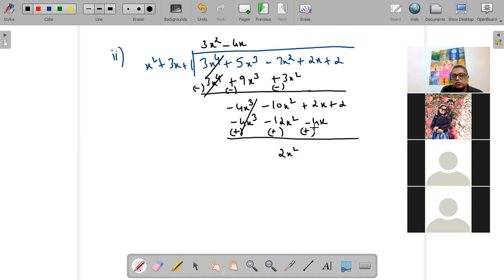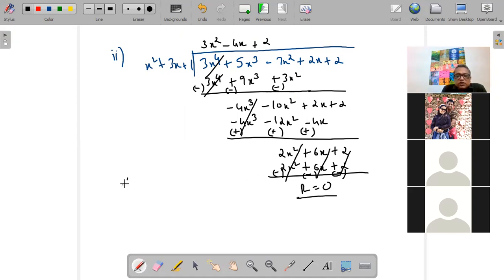Plus 6x, I meant. I will get plus 6x plus 2. So now you will just take 2. Simple. Now x² here and 2x² here. So x² will be multiplied with 2, so x² into 2 we get 2x². 3 into 2 we get 6x. 1 into 2 is 2. I'm going to subtract this, so you realize that all the terms are getting cancelled. So remainder is 0.